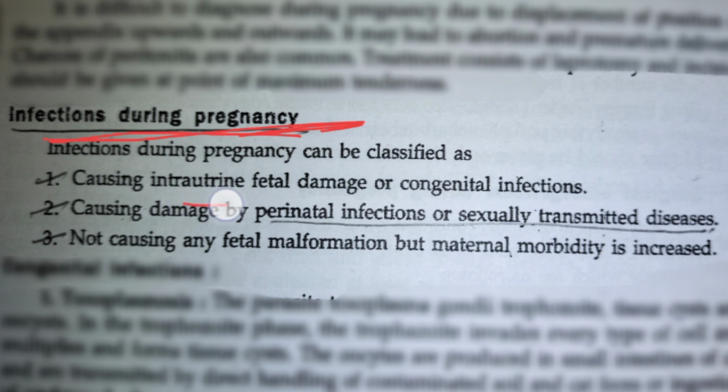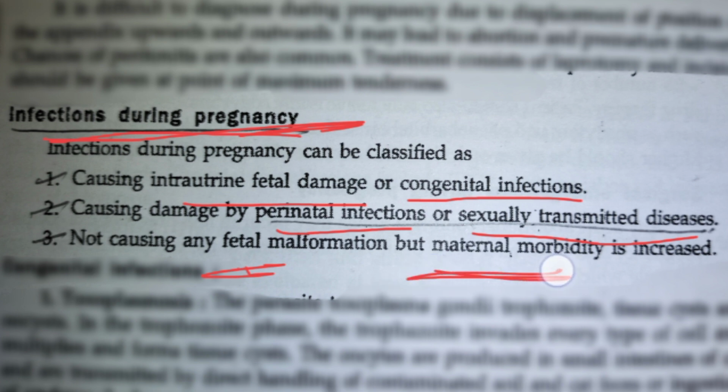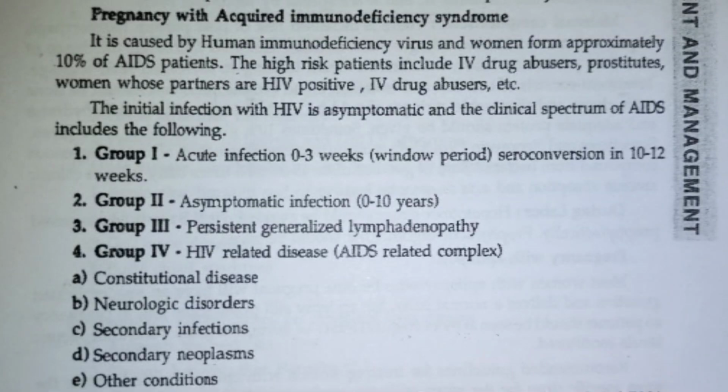First, inside the uterus in the form of intrauterine fetal damage, which is also known as congenital infection. Next, in the neonatal period, that is perinatal infection or sexually transmitted disease. And the infection can be transmitted to the fetus from the mother's activities. These are the three ways in which pregnancy can be affected by infection. Among these three classifications, sexually transmitted infection is very important.